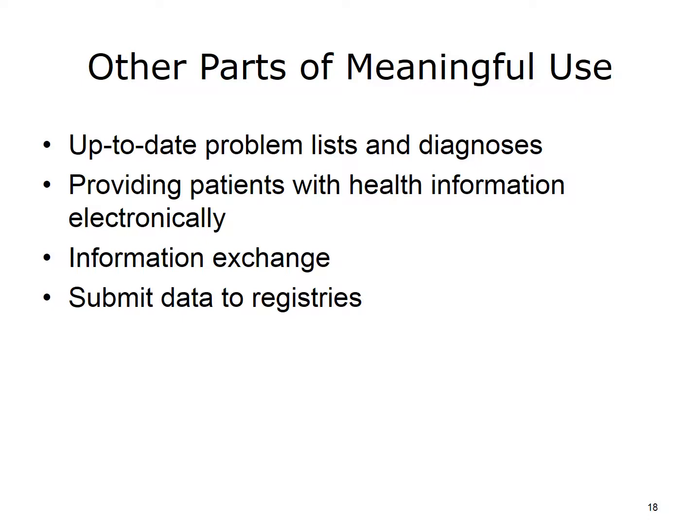One type of exchange that is required in Stage 2 is to submit data to registries. Stage 2 requires data sent to immunization registries and for hospitals to exchange data for public health reporting. While other types of registry submissions may be optional initially, they may become required in the future, as will other types of health information exchange.